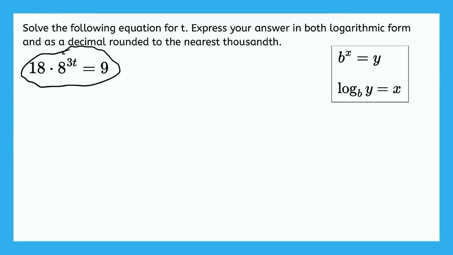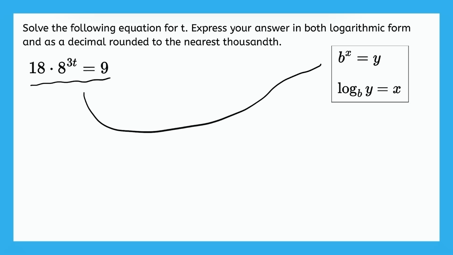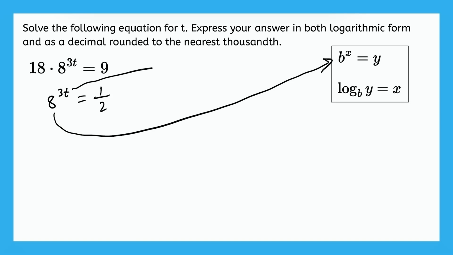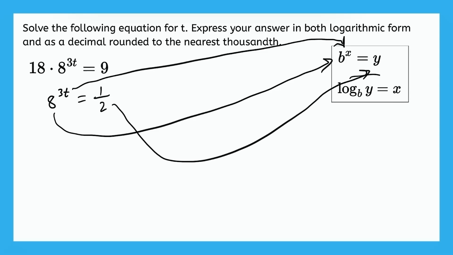Okay, enough hypotheticals. Let's go to a problem now, this one, where we don't have the convenience of e or 10 in our base. Same instructions, so let's try to make this equation right here look like this exponential equation, and then we'll be able to convert it to a log. So first of all, divide both sides by 18. So the 18 on the left disappears, and we just have 8 to the power of 3t. And then let's replace 9 over 18 with 1/2. And look at that. Now we have 8 as b, 3t as x, and 1/2 as y. So we can convert it into a logarithmic equation.